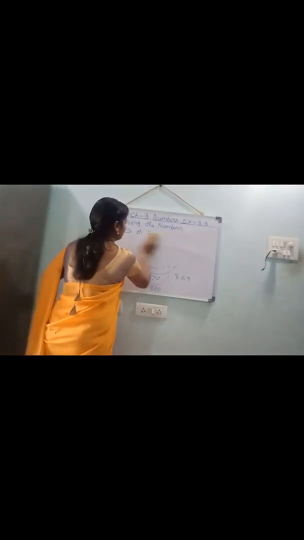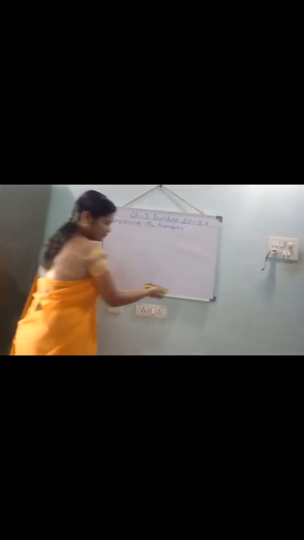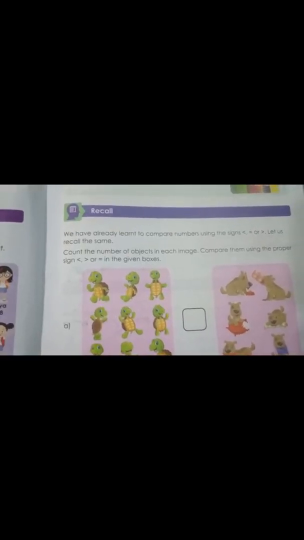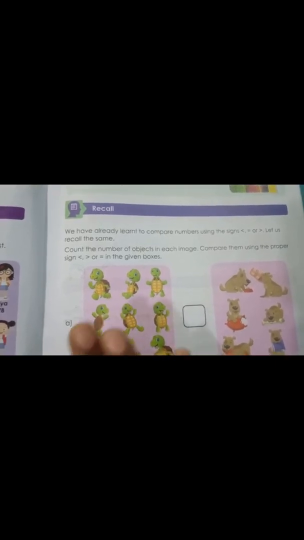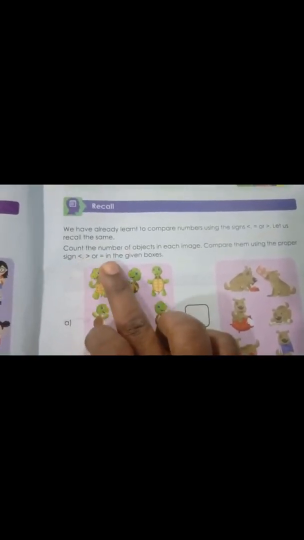I will show you some examples in the textbook, children. Everyone open your textbook, Exercise 3.3. Children, we have already learnt to compare the numbers using the signs greater than, equal and less than. Let us recall the same. Count the number of objects in each image. Compare them using the proper sign, greater, less or equal, in the given boxes.